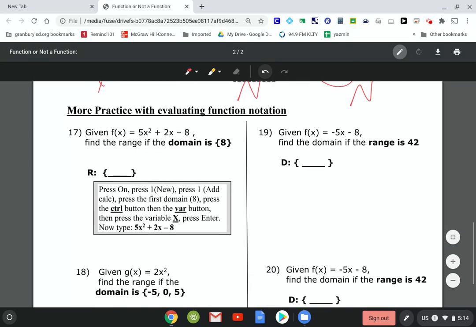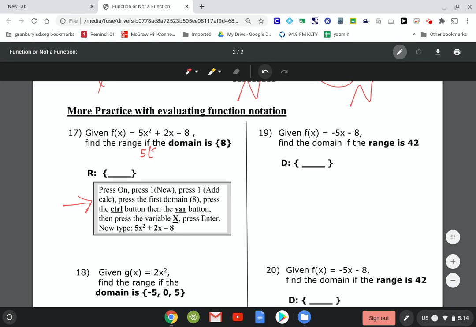And then let's look here at more practice with evaluating function notation. So on 17, it says given f of x is equal to 5x squared plus 2x minus 8, find the range if the domain is 8. So you can put this in your calculator, either just on the home screen, you can put 8 in place of each x, or you can use the function feature in your calculator. If you want to pause and do that, you can. I'm just going to show you what it looks like by hand.